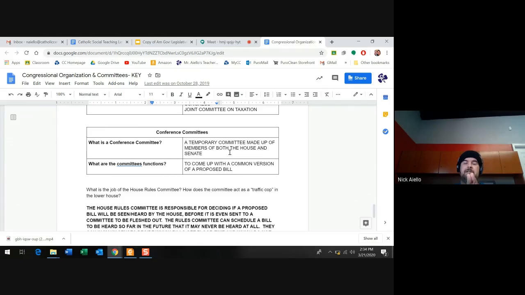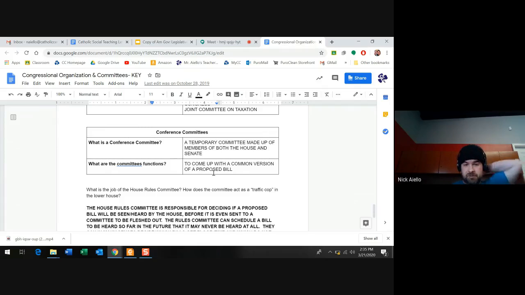For a bill to pass, the House and the Senate, the two parties, have to come to an agreement and come up with one unique bill. So these conference committees only exist when a bill is in the process of passage. Once that bill's been passed or rejected, the conference committee ceases to exist.